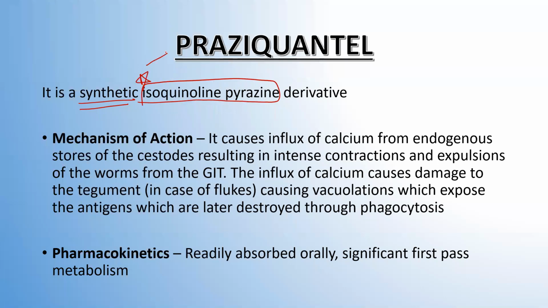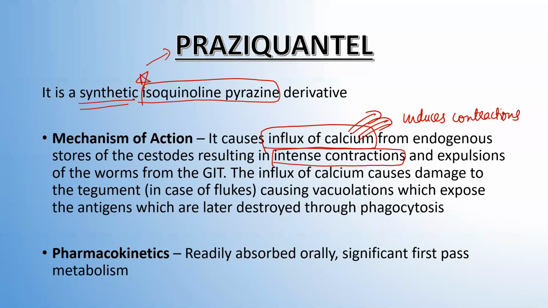Right, praziquantel. Now, what is the mechanism of action? Mechanism of action is that it causes influx of calcium from the endogenous stores of the cestodes, resulting in intense contractions. So it releases large amounts of calcium from the stores of the cestodes within the body, and it induces contractions. And when contractions occur, it results in expulsion of the worms from the gastrointestinal tract.